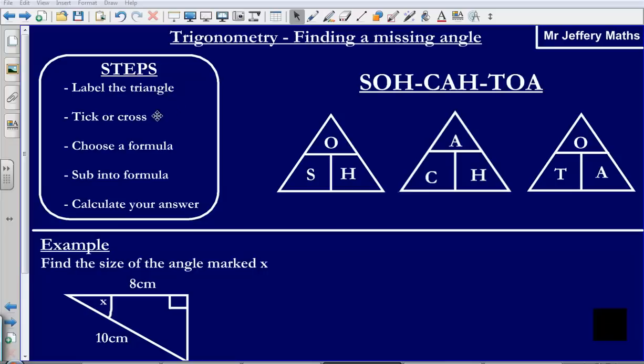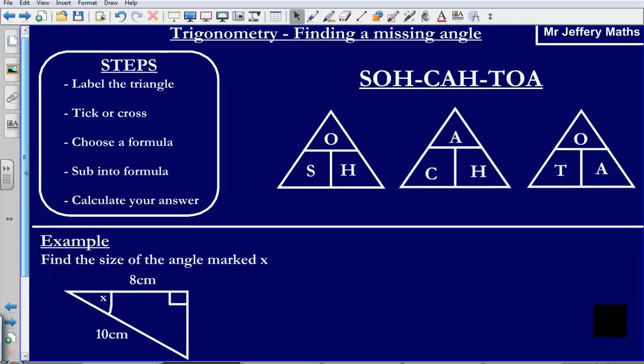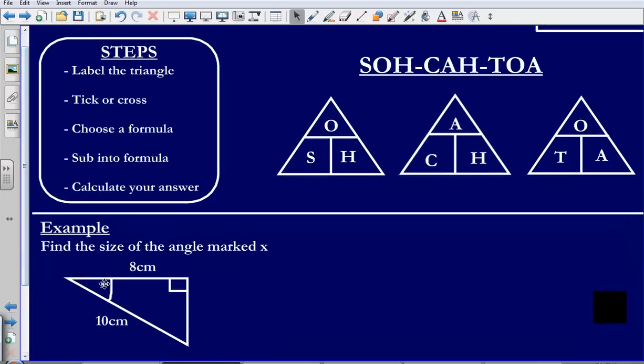First of all, we need to label the triangle, then we tick or cross, choose a formula, substitute into the formula and calculate your answer. Now this only works when we have got a right angle triangle and we know 2 of the sides and we are looking for a missing angle. So in this example here, we've got a side of 10 centimeters, a side of 8 centimeters, and then an angle that we are trying to find.